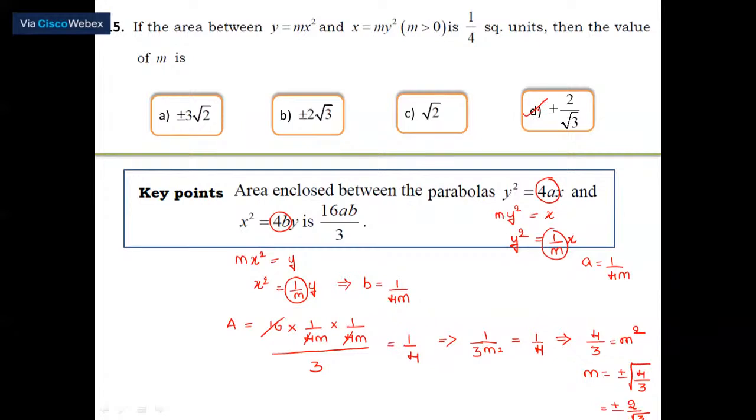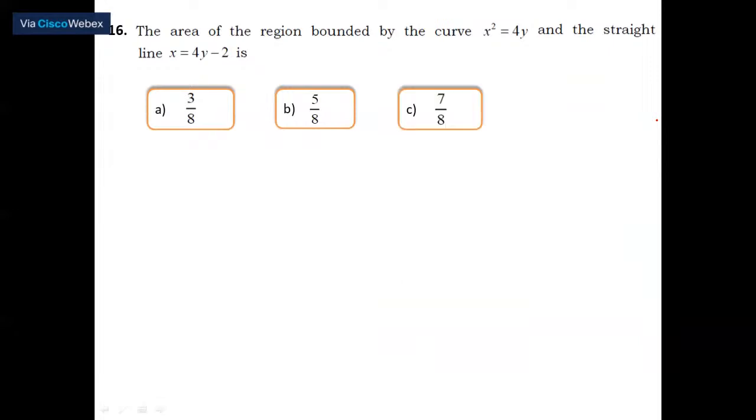Now let's move on to the next. The area of the region bounded by the curve x square is equal to 4y and the straight line x is equal to 4y minus 2. The options are 3 by 8, 5 by 8, 7 by 8 and 9 by 8.